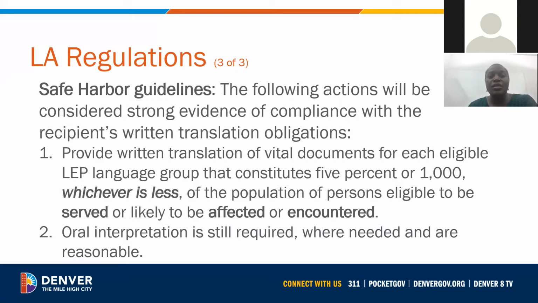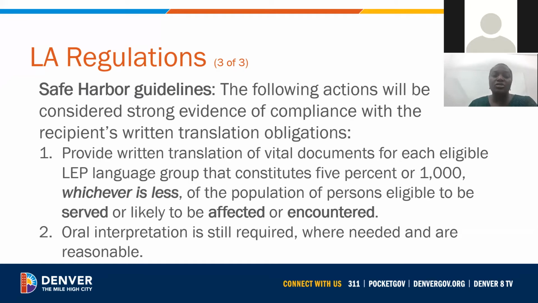So what is the safe harbor guideline? It provides that written translation, again, of only vital documents should be done for each eligible LEP language group that constitutes 5% or 1,000, whichever is less, of a population. We have decided to go with 1,000 persons determined as LEP for the city and county of Denver. These would be individuals who are either eligible to be served, likely to be affected, or encountered.